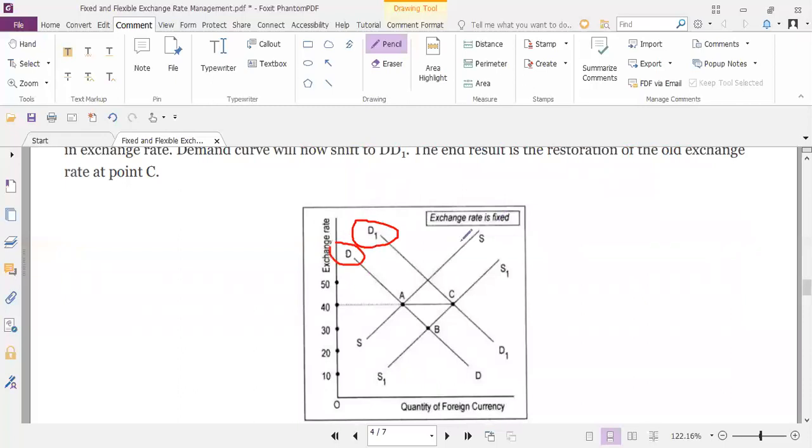You can see. And can anyone tell me why is this shape like this? Why is the demand curve downward sloping? Yes?